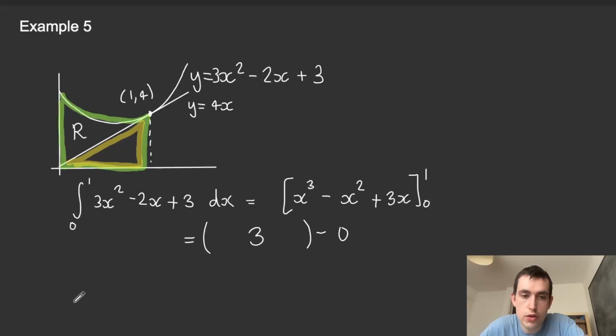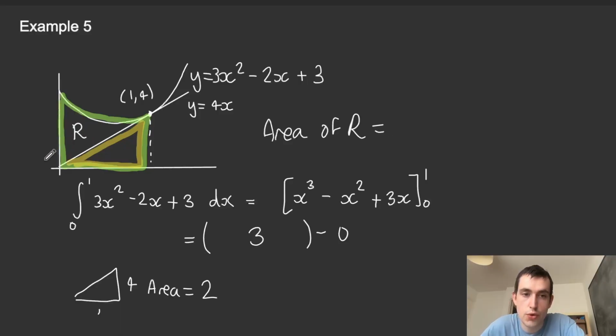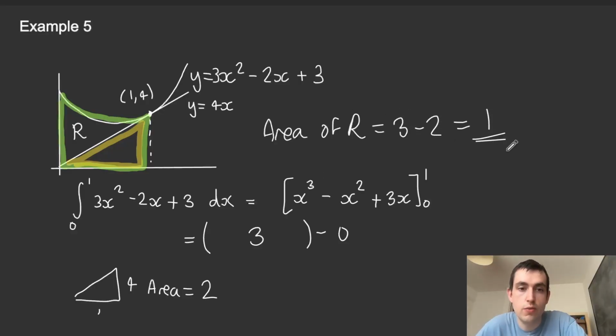The area of the triangle is going to be half base times height. The height we can see there is 4. The base we can see is 1, from the coordinates. So the area of the triangle is going to be half of 1 times 4, which is 2. So what does that tell us about the area of R? It tells us it's going to be the green region, 3, subtract the triangle yellow region, 2, 3 minus 2, gives us our final answer of 1.